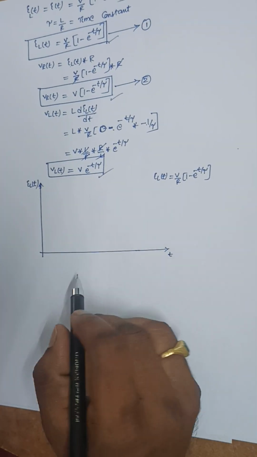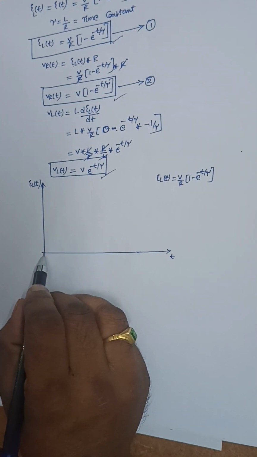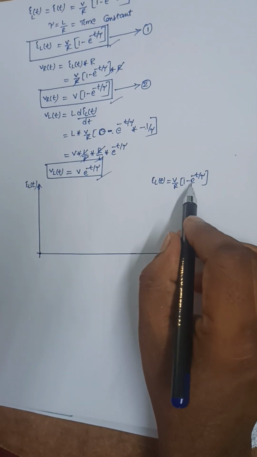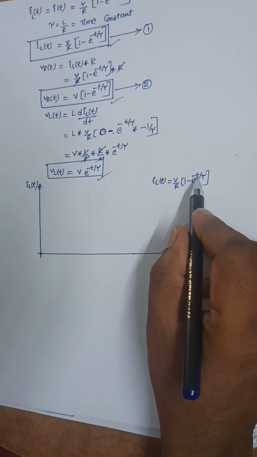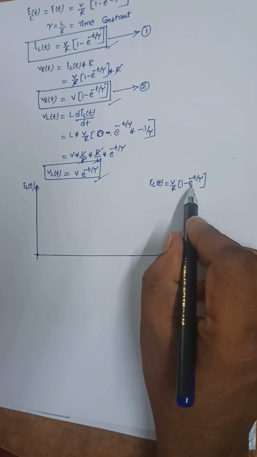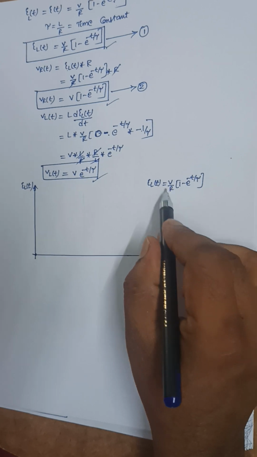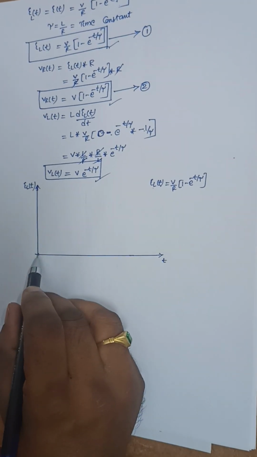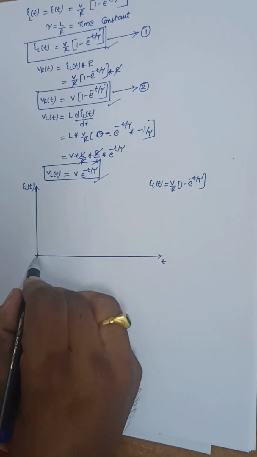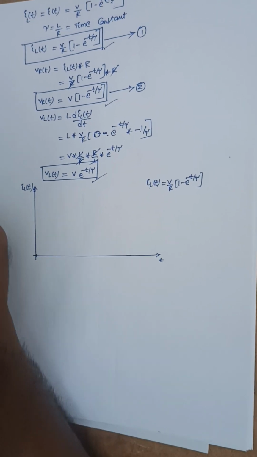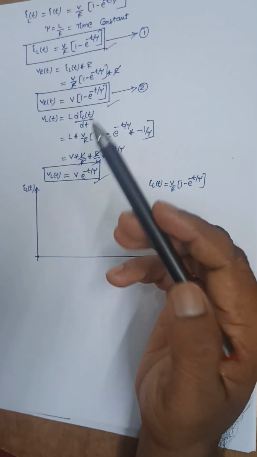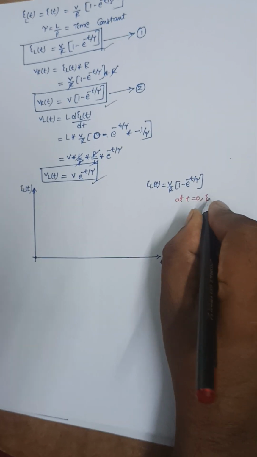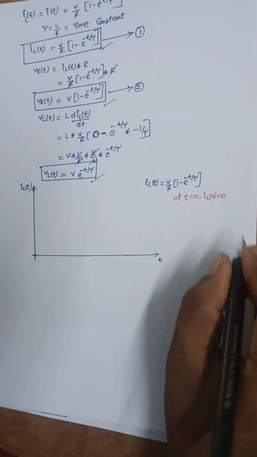Now you see, if time t is equal to 0, it is the point at t is equal to 0. If I substitute t is equal to 0 here, e power 0 is 1. So 1 minus 1 is 0. So this total value is 0. That means IL of 0. It means at time t is equal to 0, the current will start from 0. So at t is equal to 0, IL of 0 is equal to 0.